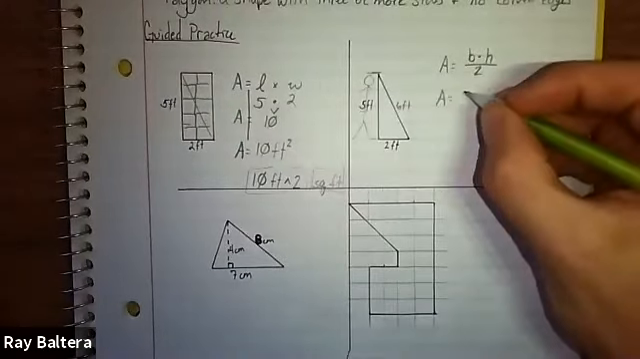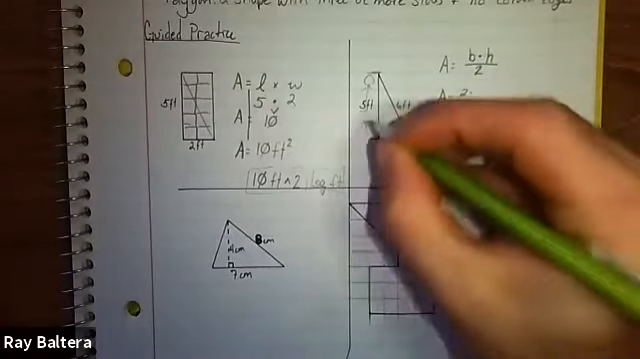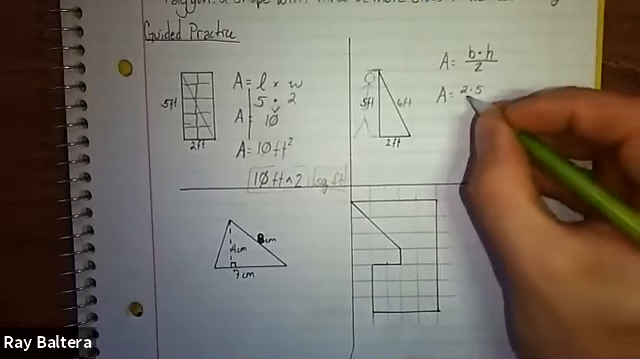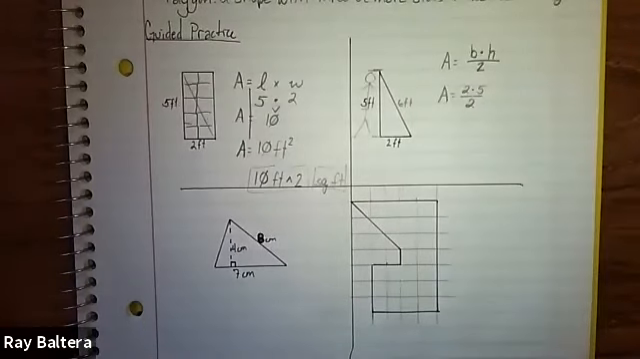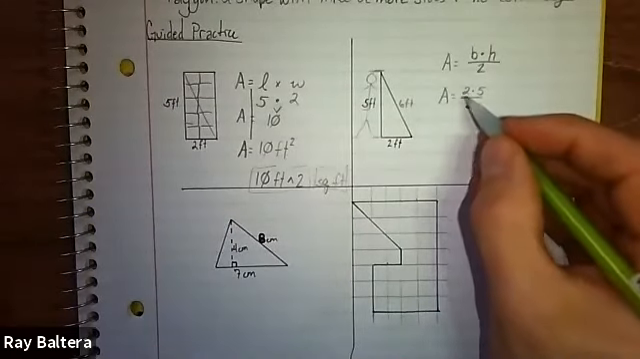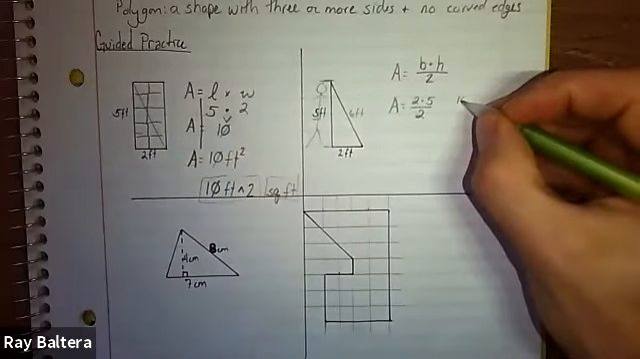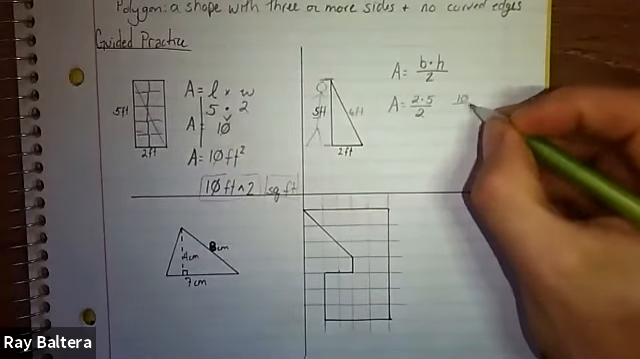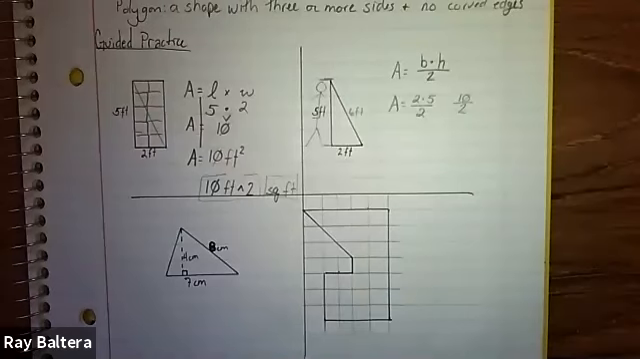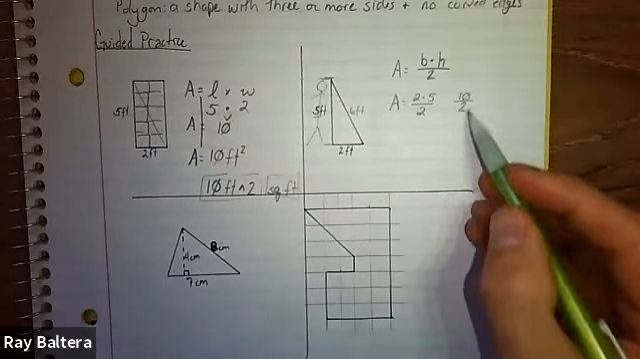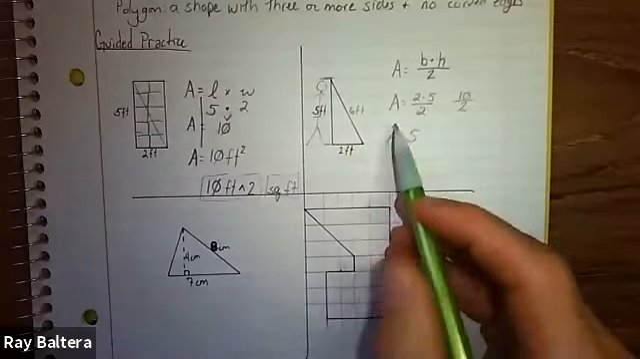So when you measure the height, you need to go from top to bottom here, which means the height is 5. So I have a base of 2, a height of 5, and then I need to divide that by 2. When I simplify, I do the multiplication first. 2 times 5 gives me 10 divided by 2. And Damien, 10 divided by 2 gives me 5.